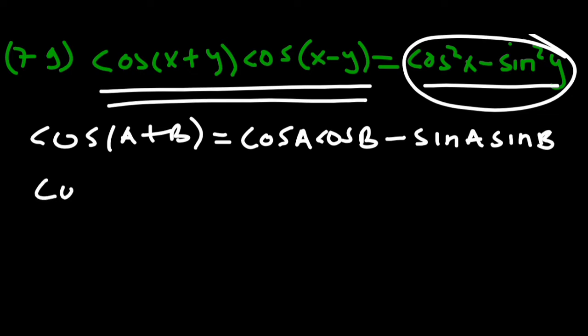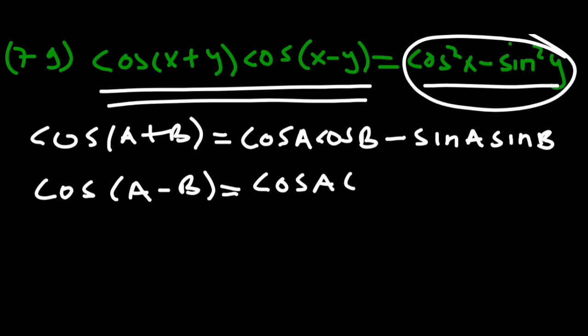And then if you've been given cos(a − b), everything will remain the same except the signs. So this is cos a cos b, but the sign is going to switch. Since there is a negative there, here it is going to be plus sine a sine b. So you need to be careful.